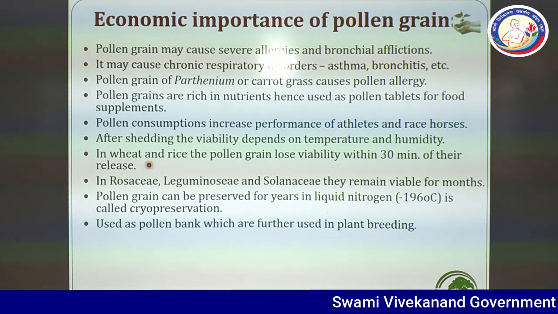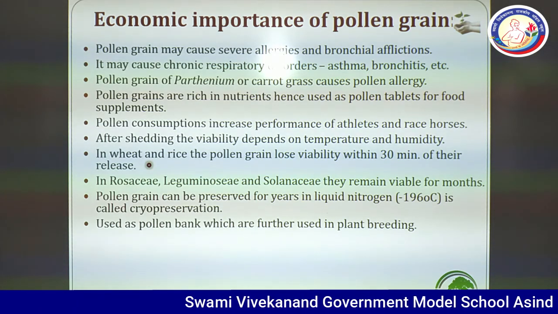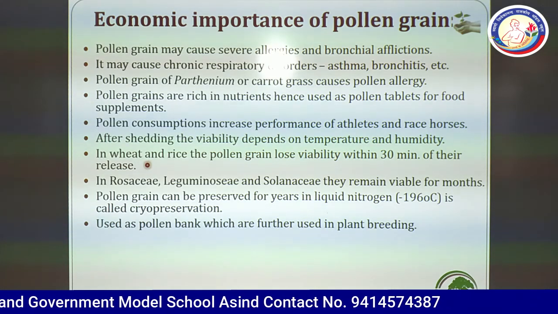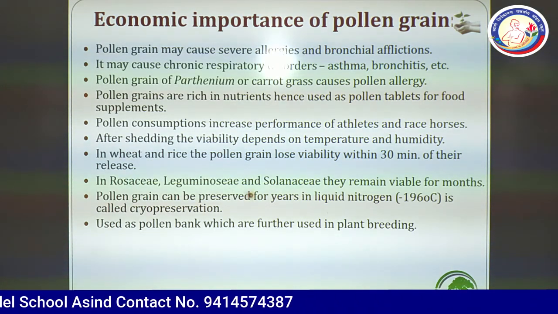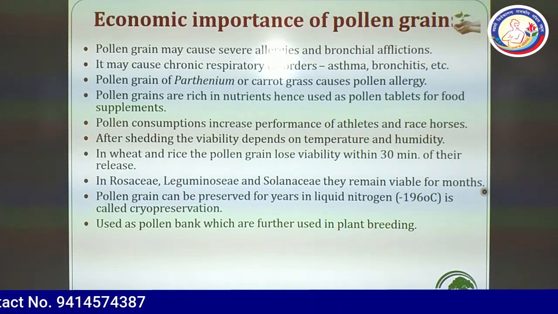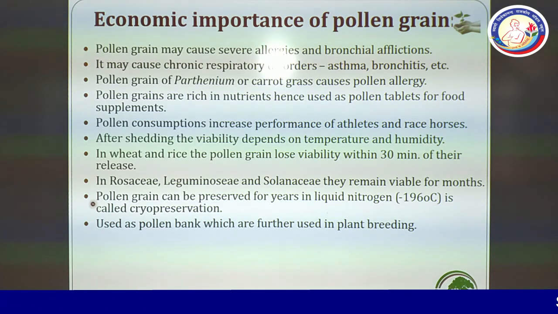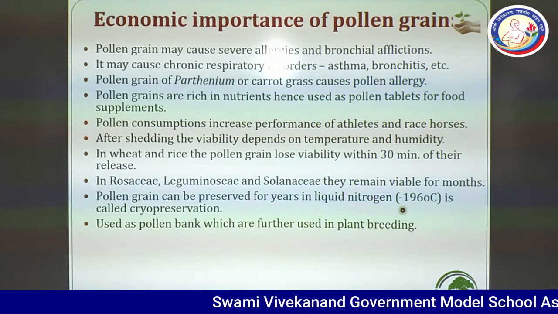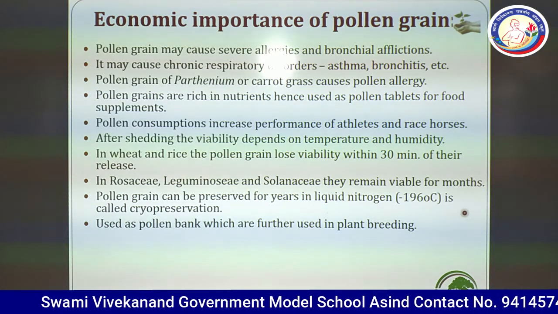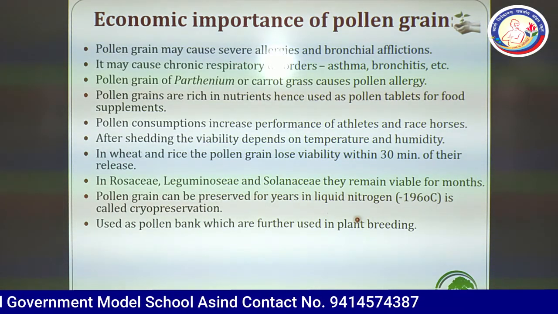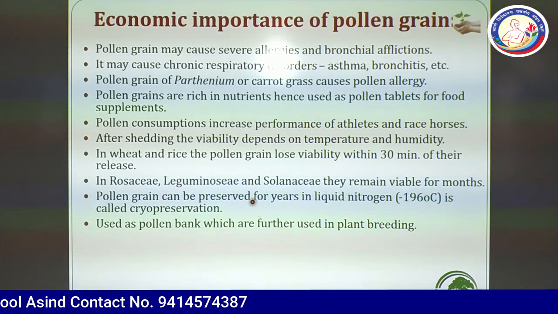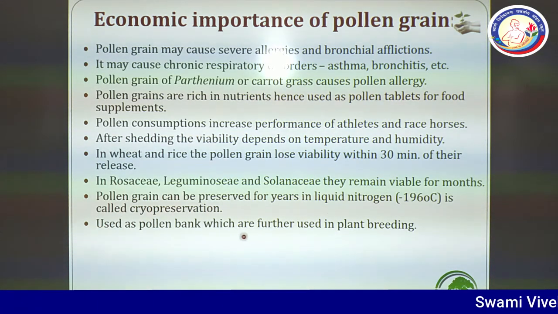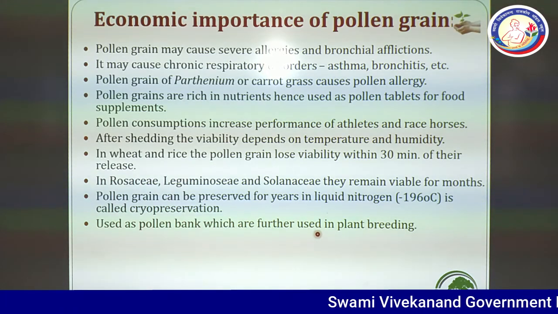So, if the pollen grain reaches from stamen to stigma within 30 minutes, then it will be viable, otherwise it will be destroyed. In Rosaceae, Leguminosae and Solanaceae, they remain viable for months. And pollen grain can be preserved for years in liquid nitrogen at minus 196 degrees centigrade, and this procedure is known as cryopreservation. And in most of the laboratories, a pollen bank is also established for further plant breeding experiments.